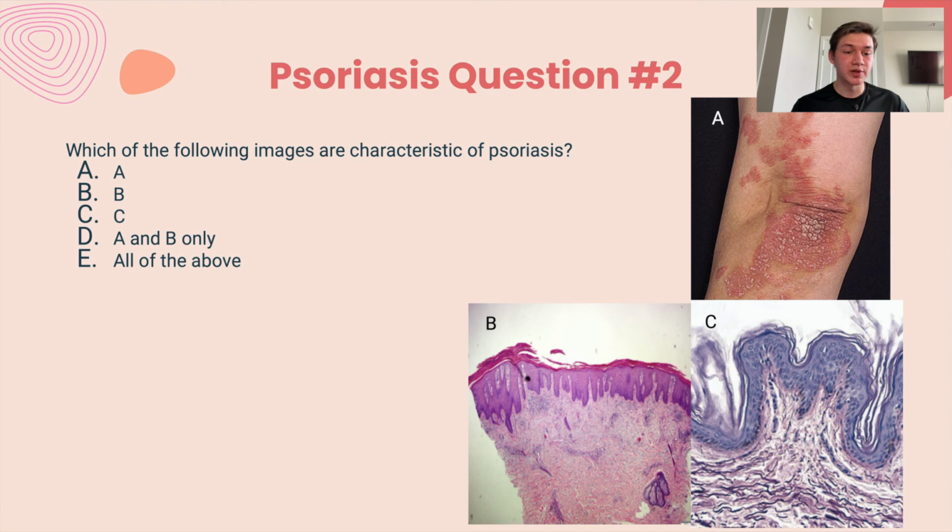All right, let's go to question number 2. So which of the following images are characteristic of psoriasis? You have A, B, and C here. So if you look at A, you see some of that redness and flakiness on the elbow. B, might be looking at some psoriasiform hyperplasia. You see the hyperkeratosis, the thickened, flaky upper layers of the skin. And C, there's not too much to look at here, just looks like regular thin skin. You see there's not too much increased epidermal thickness. The epidermal pegs look normal, so do the dermal papillae. So the answer again is going to be D. It's A and B only.